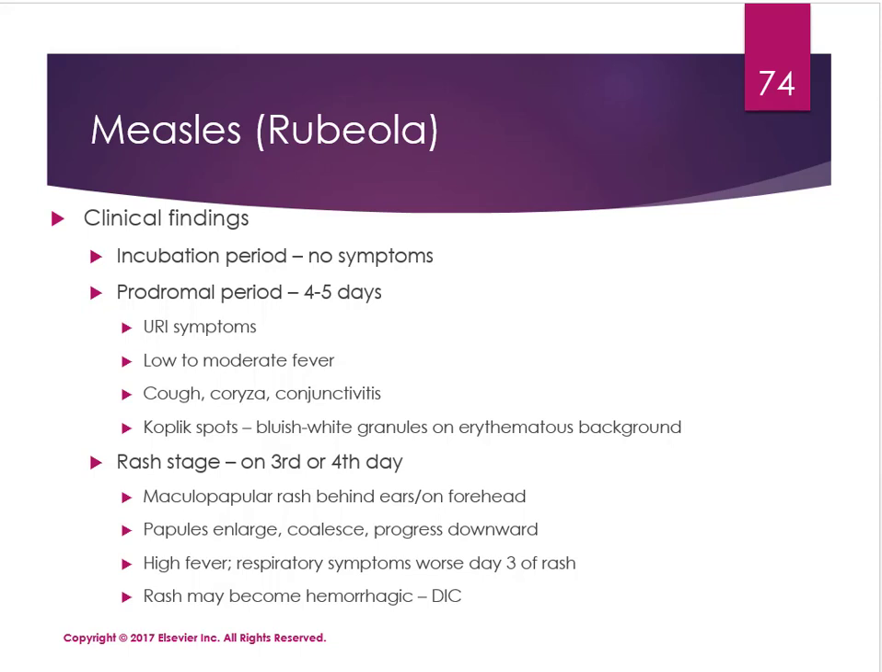During the rash stage, on the 3rd to 4th day, you'll find a macular-papular rash behind the ears and on the forehead. As these enlarge, they can morph together and progress downward. You may see a high fever. Respiratory symptoms worsen on day 3 of the rash, and the rash can become hemorrhagic and lead to DIC.